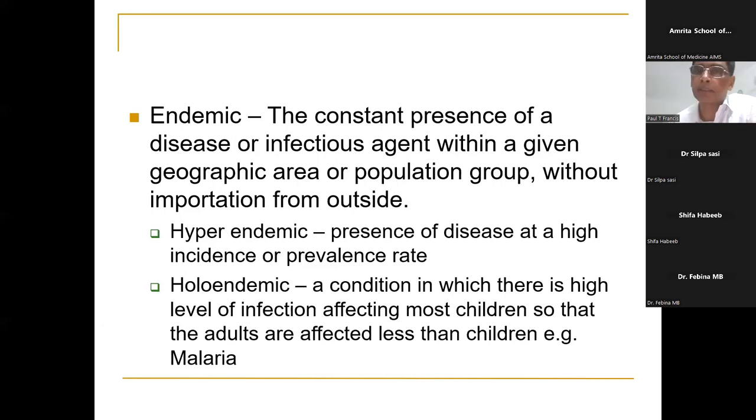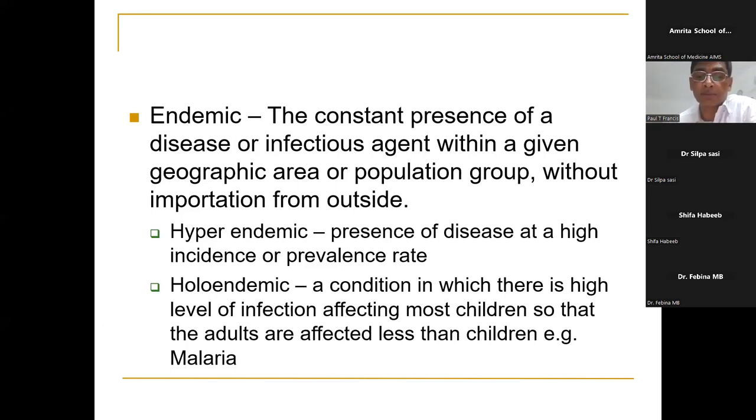But the numbers will generally be rather small. That is the general impression. But you can still have a disease which is very rampant and still be called an epidemic. Polio used to be endemic in UP and Bihar for a long time. So hyperendemic is where the disease is present at a higher incidence or prevalence rate.